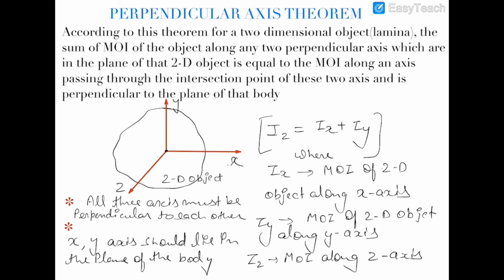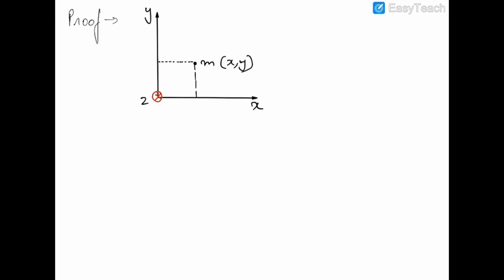Let us suppose that the moment of inertia of this object is Ix along the x-axis, Iy along the y-axis, and Iz along the z-axis. So Iz would be equal to Ix plus Iy. This is the perpendicular axis theorem, which says that Iz is equal to Ix plus Iy. Now, there are some very important points which we have to remember in this theorem. But before discussing those points, let us discuss the proof of this theorem.